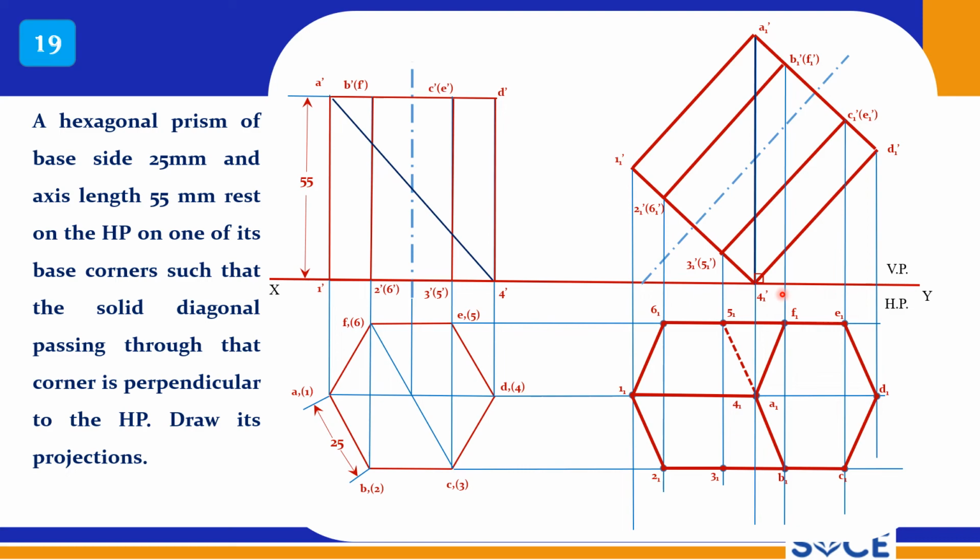Now this is the hexagon. Now it is standing on its diagonal vertical, right? So this is the 19th problem.